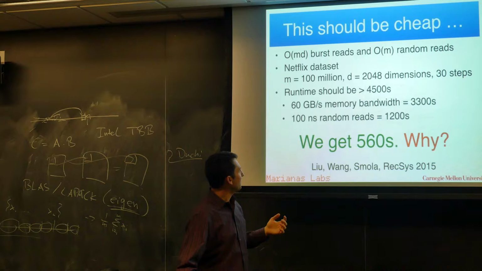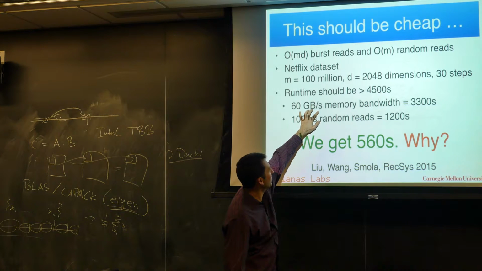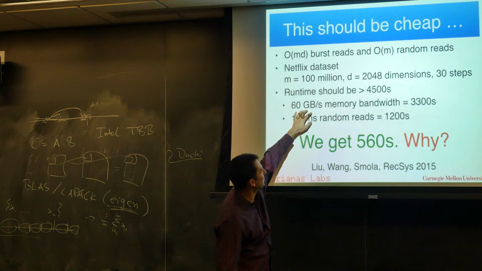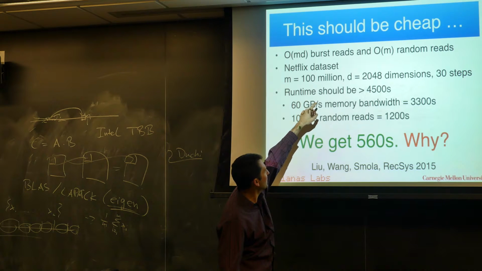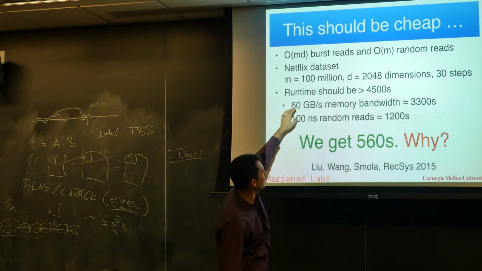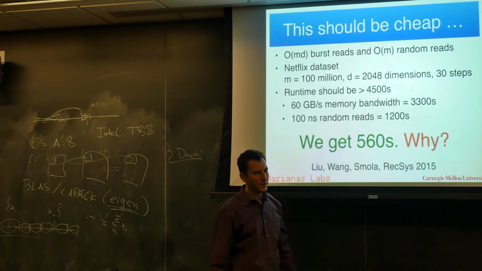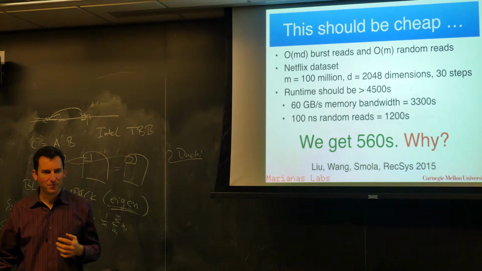So if you do the calculation for 60 gigabytes per second memory bandwidth, let's say we're using doubles, and Netflix has about 100 million observations, 2048 dimensions, 30 iterations. Well, this takes about 1.5 hours, just based on the memory on its own.